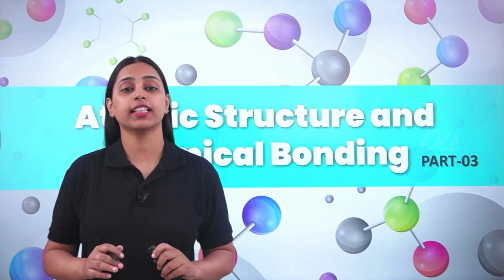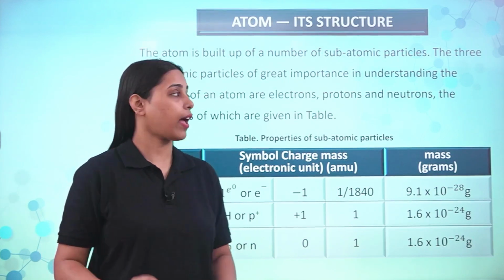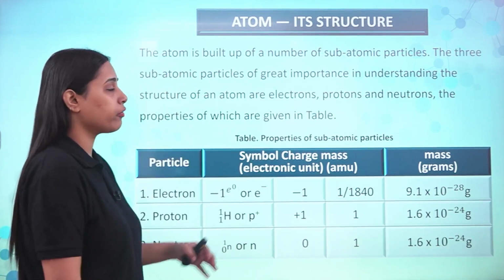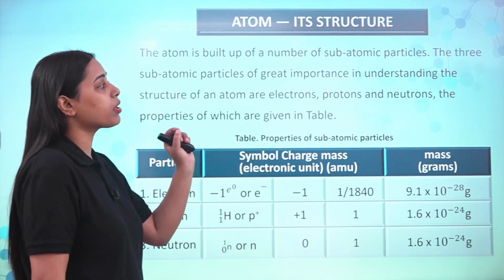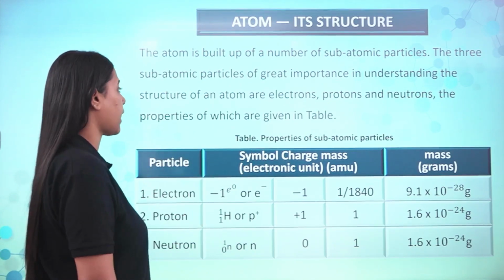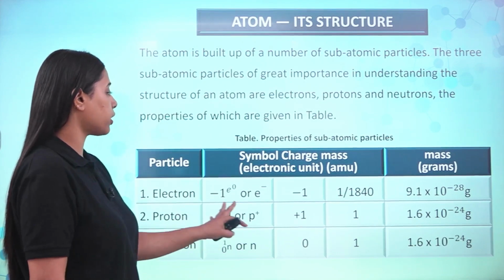Now we'll move ahead in the session with discussing in general the structure of the atom. About Bohr's atomic model also we have discussed, right? So from there we will move ahead. The atom is built up of a number of subatomic particles. The three subatomic particles of great importance in understanding the structure of the atom are electrons, protons and neutrons. So these are the general characteristics.